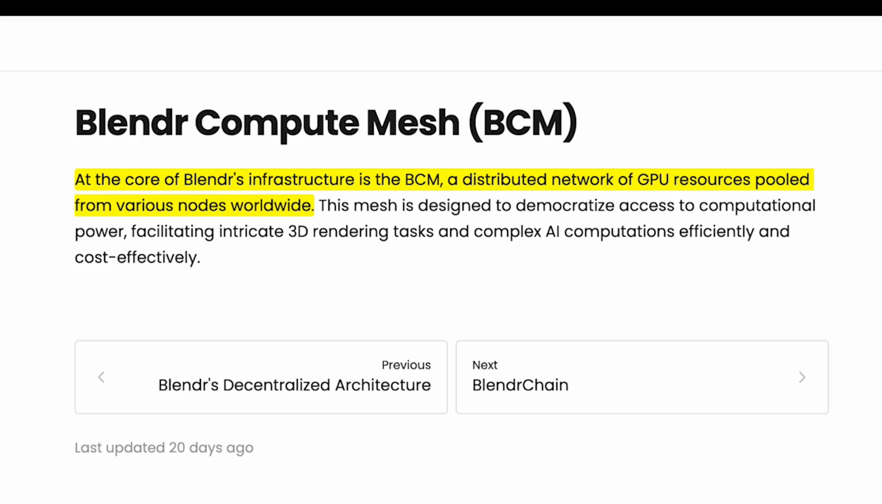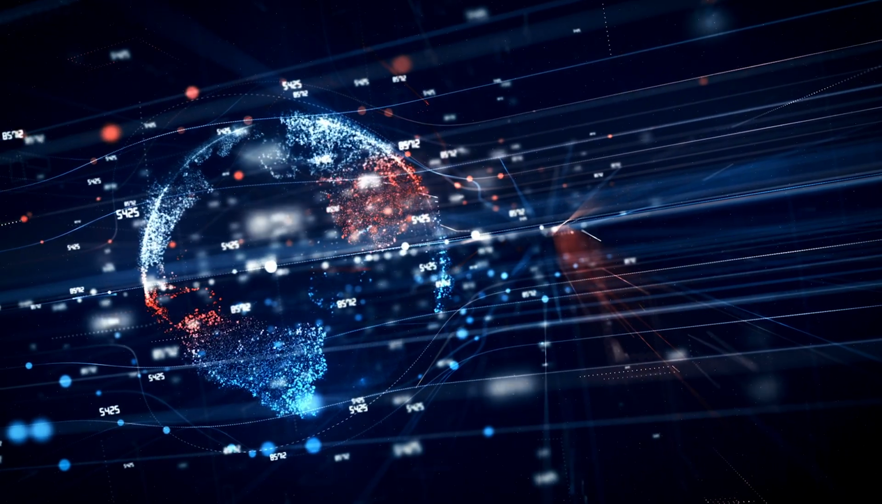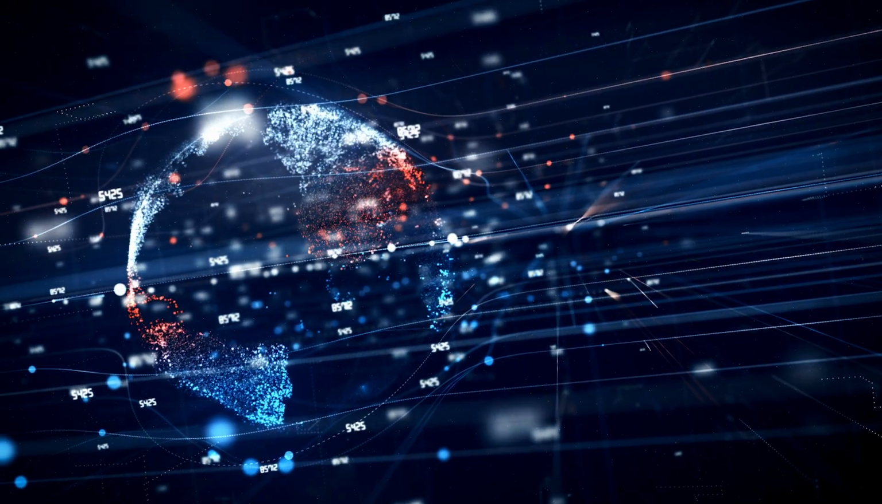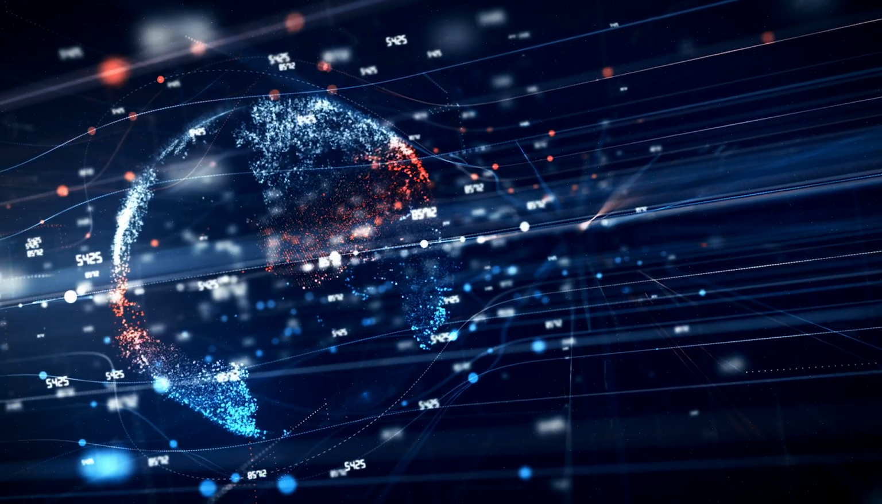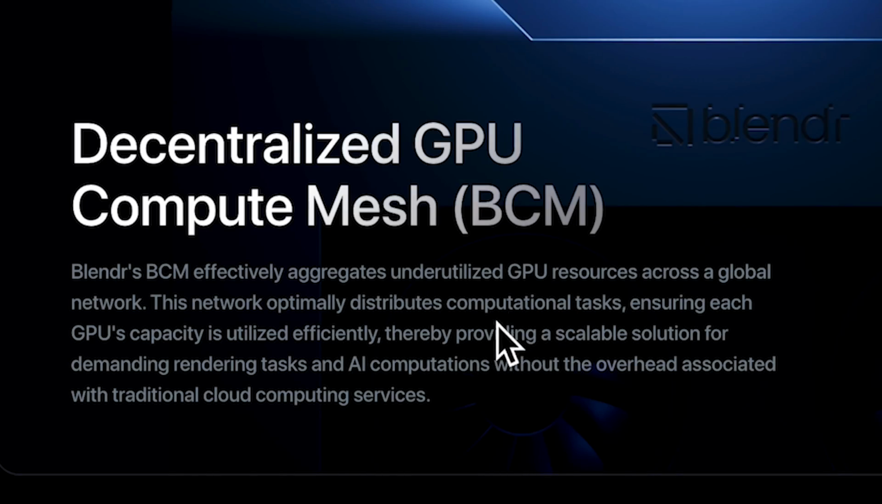and cost-effectively. So Blendr's BCM effectively aggregates underutilized GPU resources across a global network. This network optimally distributes computational tasks, ensuring each GPU's capacity is utilized efficiently, thereby providing a scalable solution for demanding rendering tasks and AI computations without the overhead associated with traditional cloud computing services.